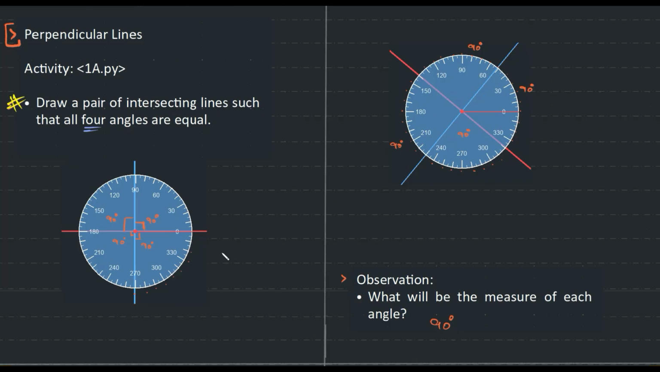So these two were case 1, case 2. These two were an example of a scenario wherein we got to see perpendicular lines.